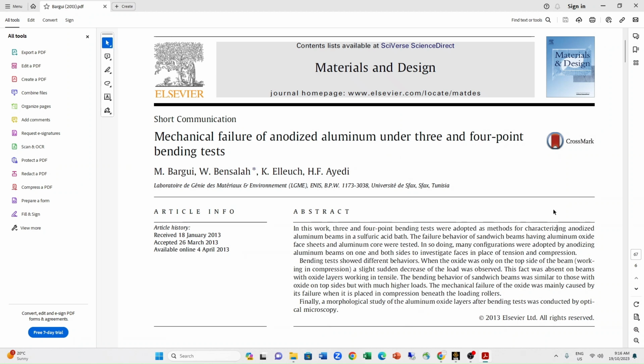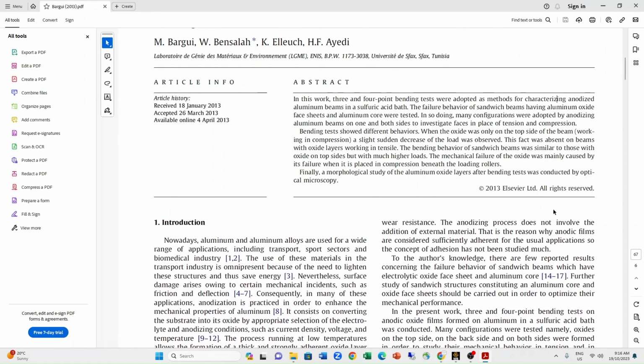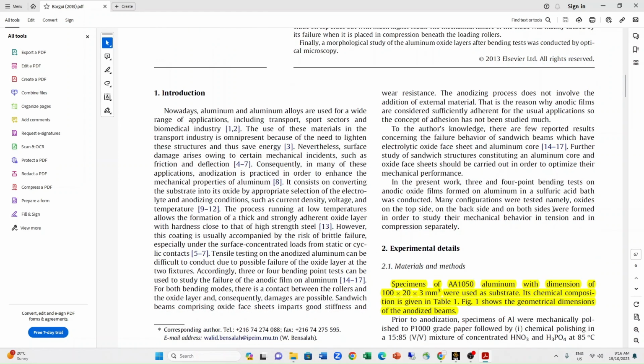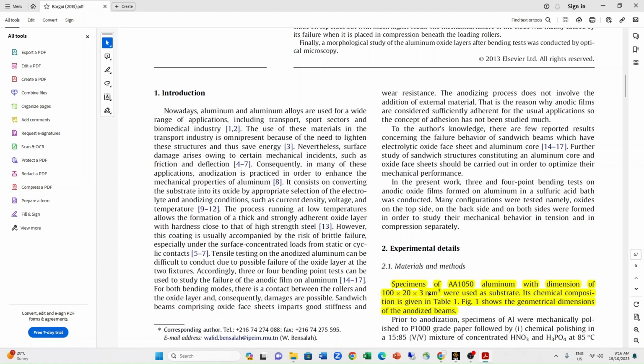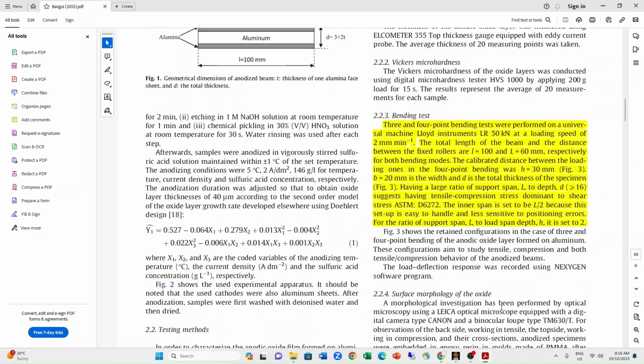In this computer lab, we are going to look at the problem of a 3-point and 4-point bending test for aluminium and also aluminium with oxide coatings. And the size of specimens is in this paper showing here, 123 millimeters. And here are the settings of the 3-point or 4-point test.